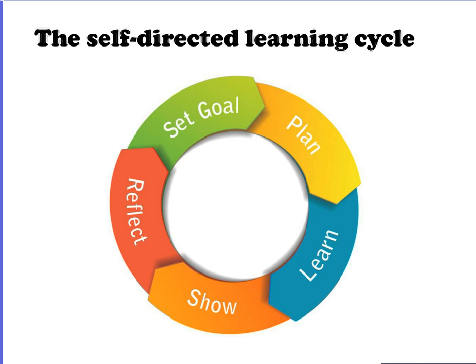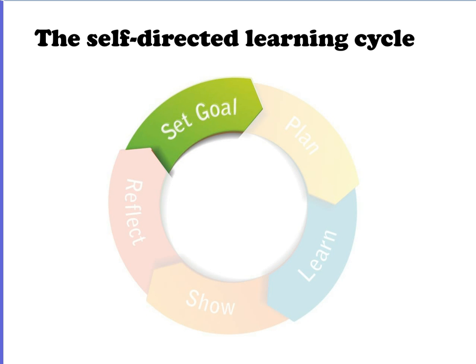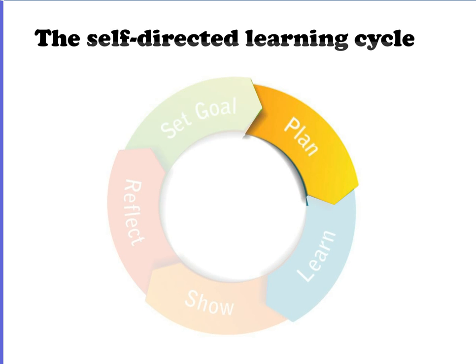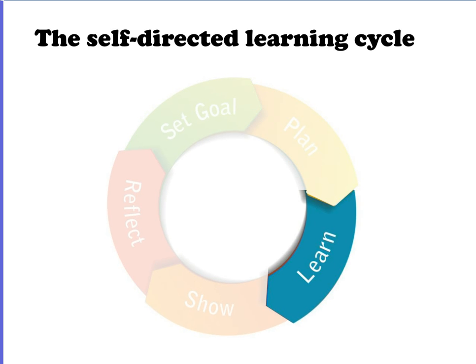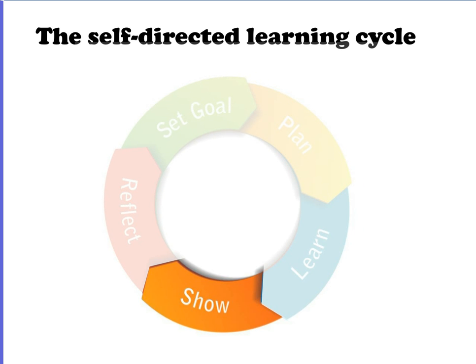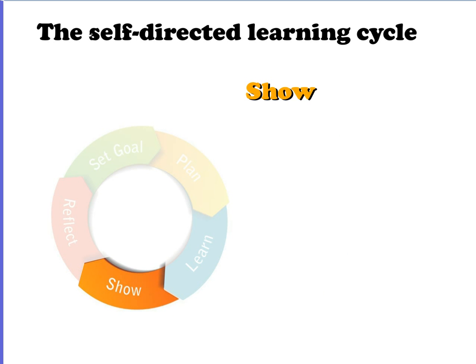What we're going to be talking about today is the self-directed learning cycle, which consists of 5 steps that are very interconnected. There's really no place to start in the self-directed learning cycle, but if we had to pick a place to start, we'd probably start with setting goals. Once you set goals, you try to plan for those goals. We try to do our learning experience as best we can, and then we try to show what it is we learned. Today we're going to be talking specifically about the show step in the self-directed learning cycle.